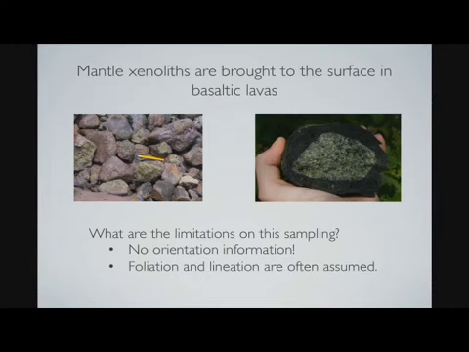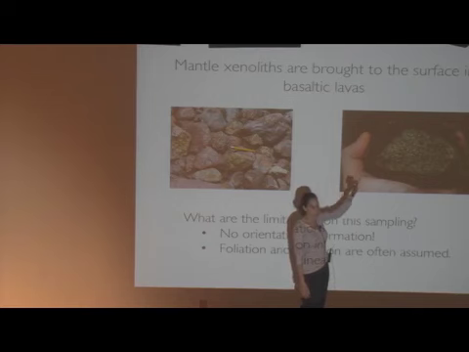Okay, so ways in which we get samples of peridotite at the surface of the Earth, right? So the problem with trying to study the mantle is that the crust gets in the way all the time. So one of the most common ways to look at samples is to look at mantle xenoliths that are brought to the surface in basaltic lavas. So this is an example of some Hawaiian xenoliths. So these are them out in the field. They are coated with some of the basalt on the exterior. But if you break it open, you see this nice, fresh peridotite in here.